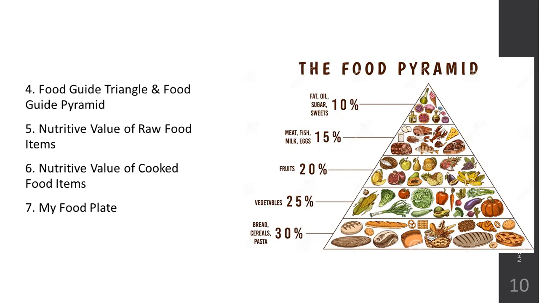Then comes vegetables. 25% of your plate should have vegetables. 20% should have fruits. So vegetables and fruits combined, it's around 45%, more than what cereals and pulses you eat. Meat, fish, milk, eggs, the protein sources, 15%. Fat and oil, sugar, including sweets, should comprise only 20%. This is the food pyramid or food triangle.